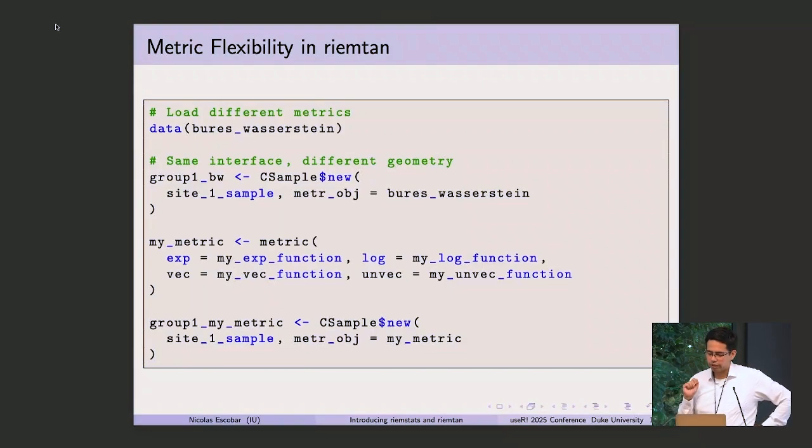But again, the thing that I consider key is the fact that the metrics are sort of separate modules. So you can define your own metric, and in order to define a metric, you don't just have to tell me how to measure distances between 2 points. A Riemannian metric is a little bit more than that. You have to tell me how to compute Riemannian logarithms and Riemannian exponentials, and also how to perform both vectorization and the opposite, the inverse. But once you do that, you can just put it in your sample object.